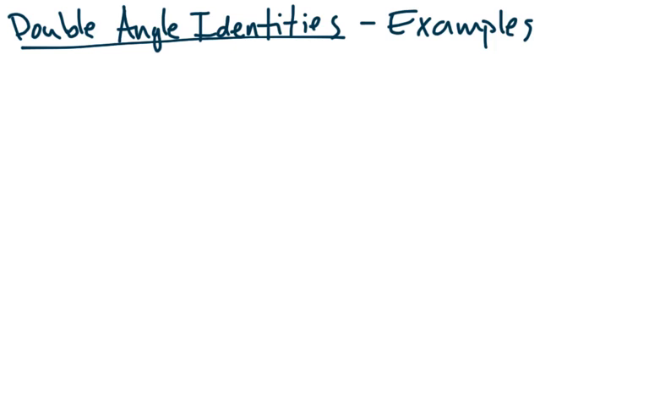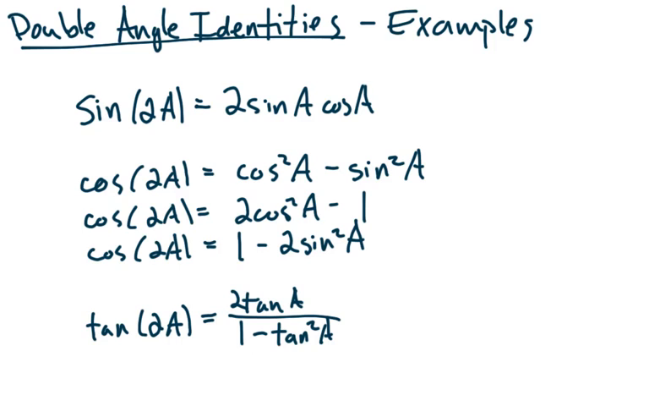Double angle identities, examples. Now there are a couple of kinds of examples of how to use the double angle identities. Ones where I give you an angle and ones where I don't give you an angle, but I tell you the value of a trig function at that angle. So here are all of our double angle identities.